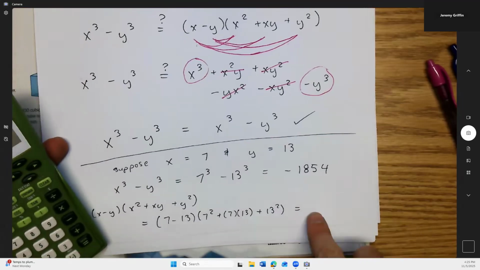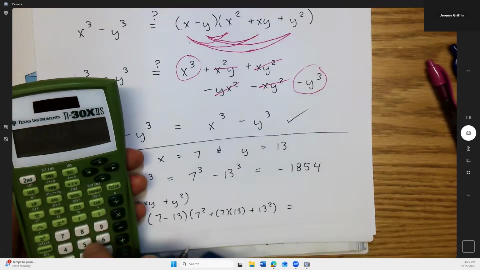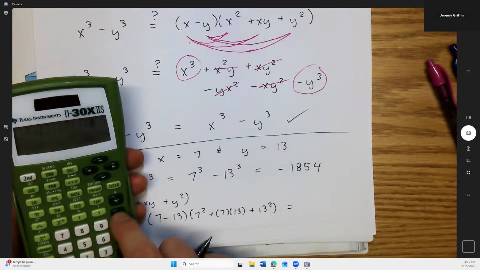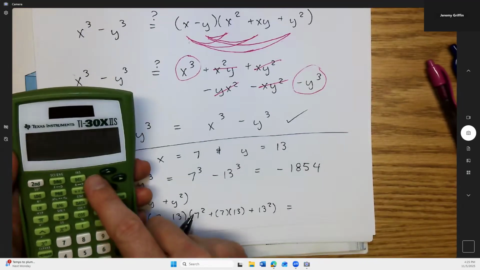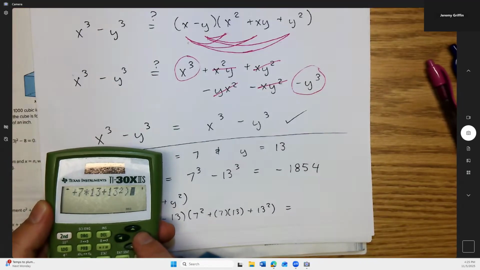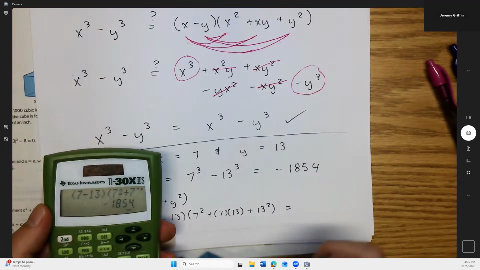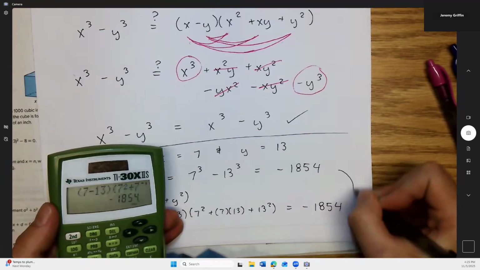Let's see if I get the exact same result. So 7 minus 13, 7 squared plus 7 by 13 plus 13 squared. Okay, did I multiply that correctly? Let's make sure that's shown up on the screen. Boom, boom, boom, boom, boom. I think that's right. Yeah, that's the exact same thing. Negative 1854. So these are the same.